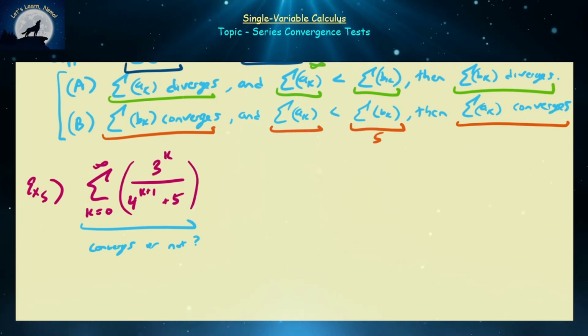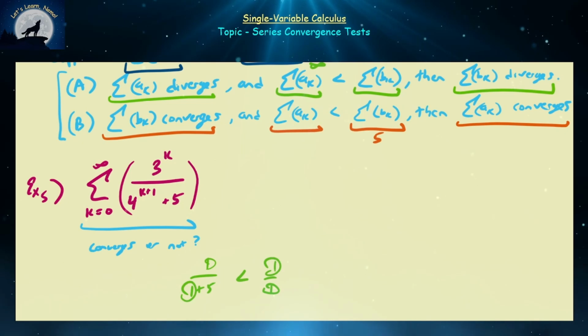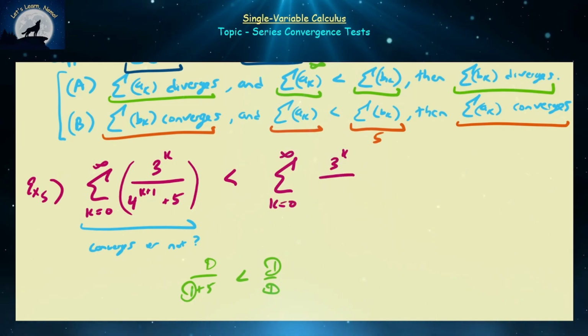So notice that if we have a number plus 5 on the bottom, for example, 1 over 1 plus 5 versus 1 over 1, which is smaller? You should be able to see that 1 over 1 plus 5 is less than 1 over 1. But that number here and that number there, as long as they're positive, the logic will still hold. So we can clearly see that this is going to be strictly less than the sum from k equals 0 to infinity of 3 to the power of k all over 4 to the power of k plus 1, which is again the same as 4 to the k times 4.